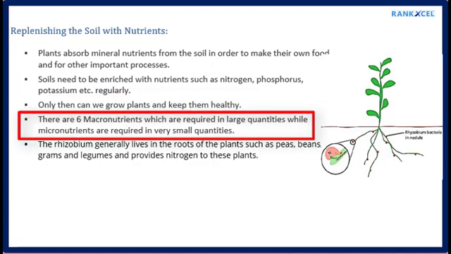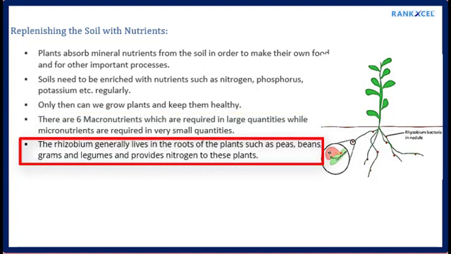There are 6 macronutrients which are required in large quantities while micronutrients are required in very small quantities. Rhizobium generally lives in the roots of plants such as peas, beans, grams and legumes and provides nitrogen to these plants.